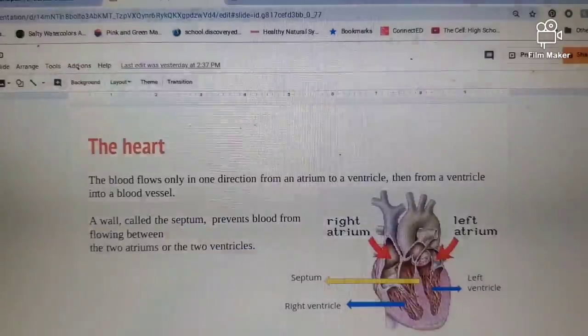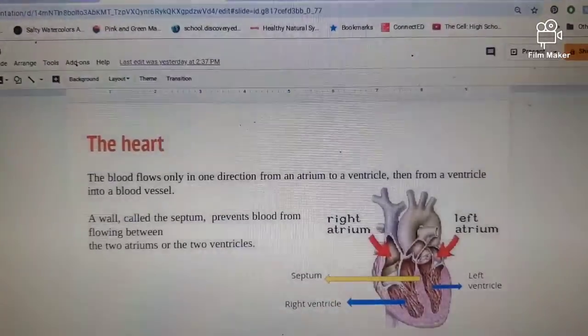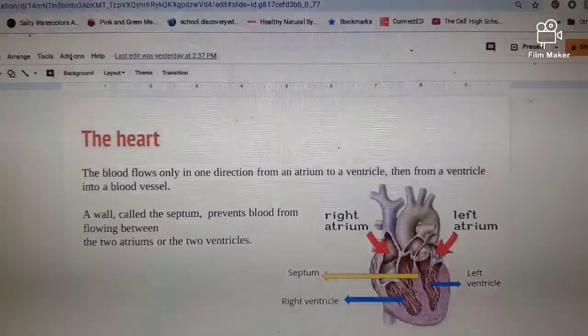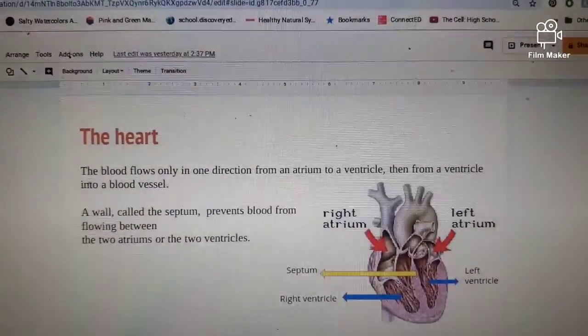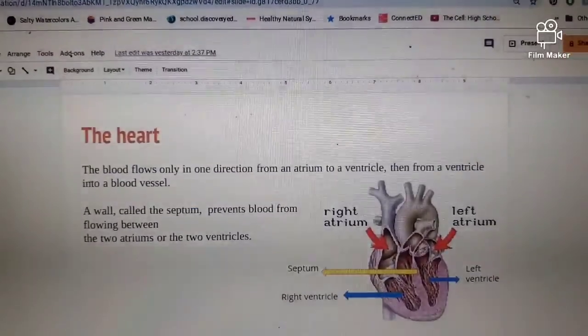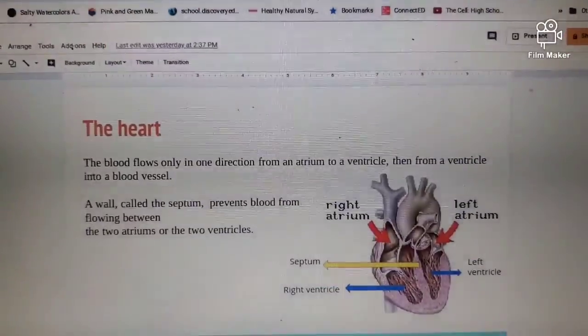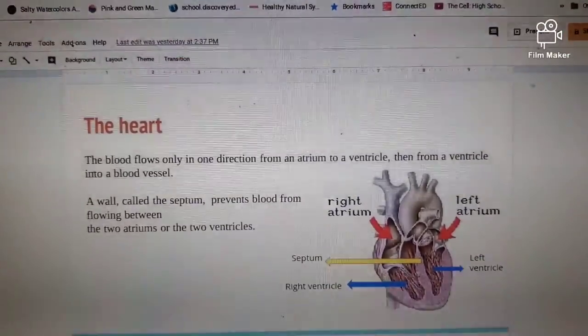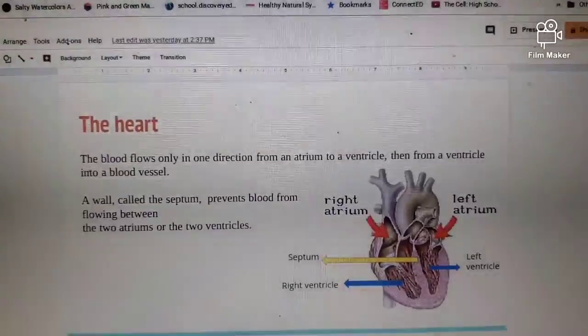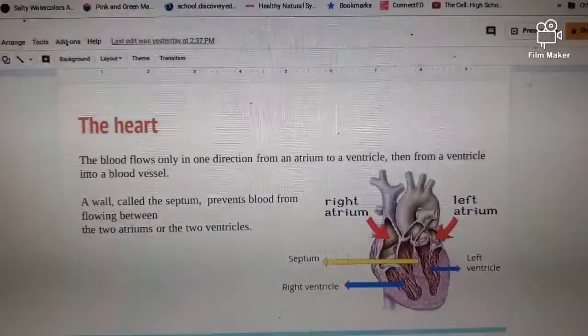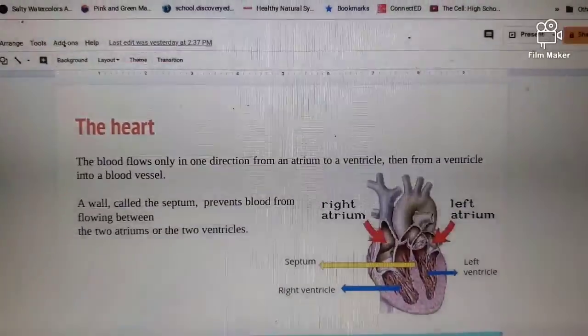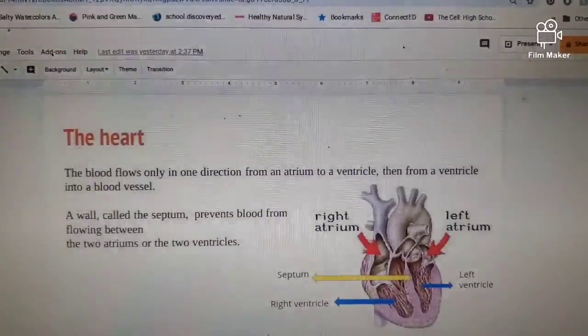The blood flows into the right atrium, then exits through the tricuspid valve into the right ventricle, then through the pulmonary artery to the lungs, then back into the heart through the pulmonary veins, entering the left atrium through the bicuspid valve into the left ventricle, where it'll leave the heart through the aorta.